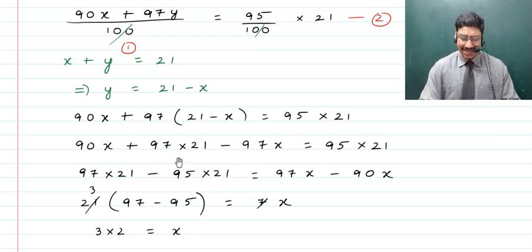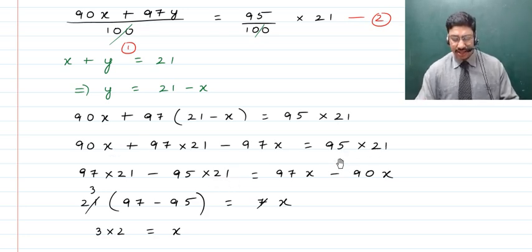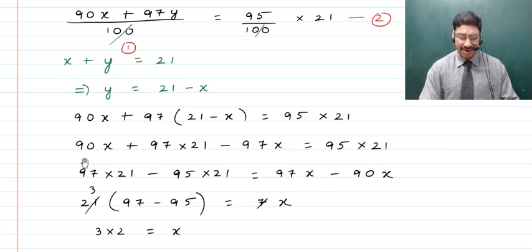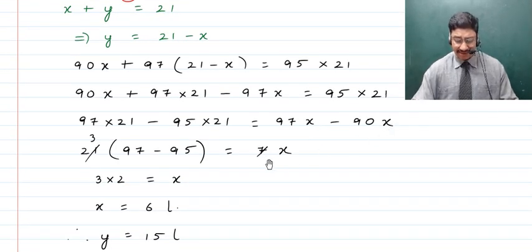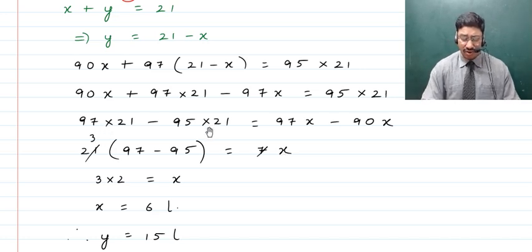Now here, children, we will see that the terms with constants are 95 into 21 and 97 into 21. So now, if the constants are brought to the left hand side, it will become 97 into 21 minus 95 into 21, and on the other side we will have the term which will become positive, that is 97x, from which is going to be subtracted the other term which is 90x. Now 97x minus 90x will become 7x, and in the two terms on the left hand side you can take 21 common, and then inside you will have 97 minus 95, which will become 2. So 21 into 2 will become equal to 42, which equals 7x.